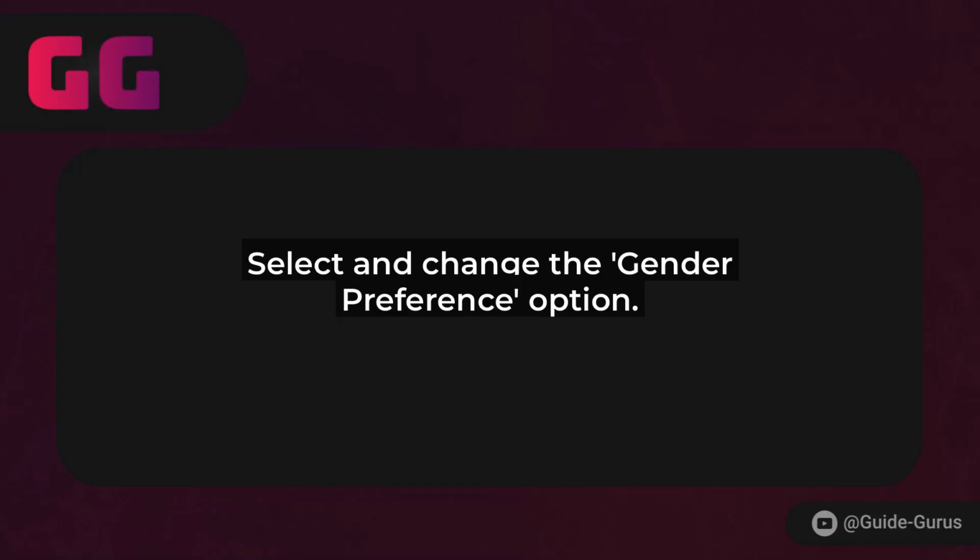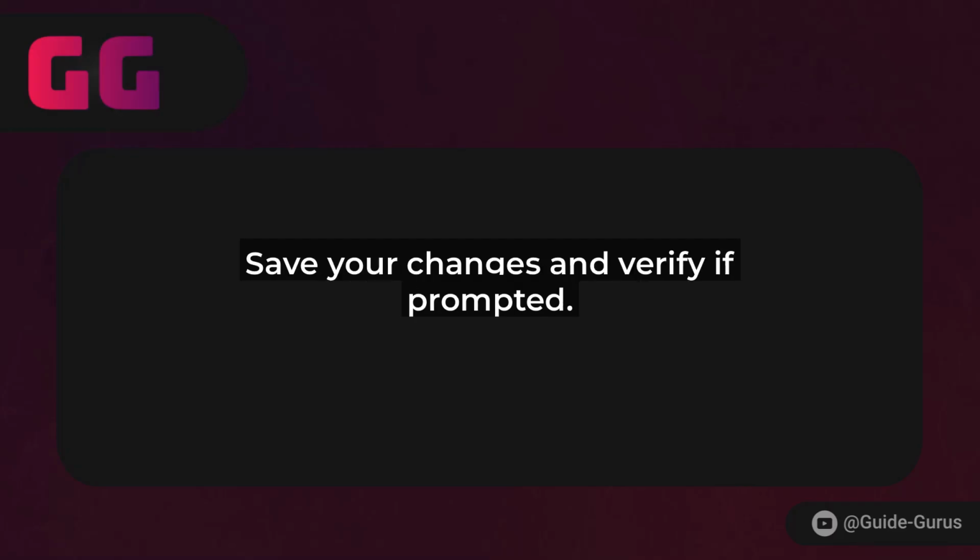To make changes, simply tap on the current setting, choose your new preference from the drop-down or list, and hit Save or Confirm. Tinder might prompt you to verify this change for security reasons, so keep an eye out for any pop-ups. Once saved, your app will refresh, and your new preferences will be active.